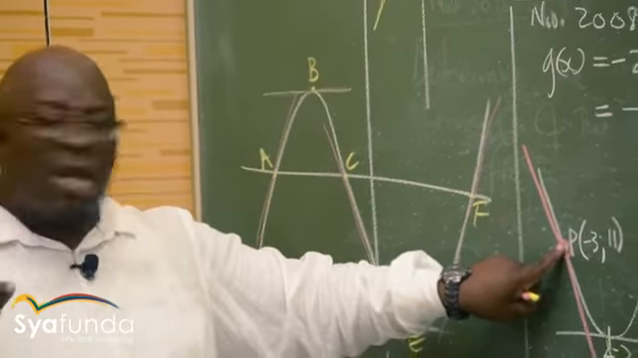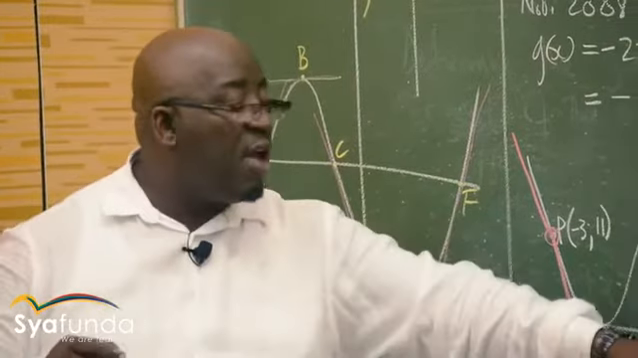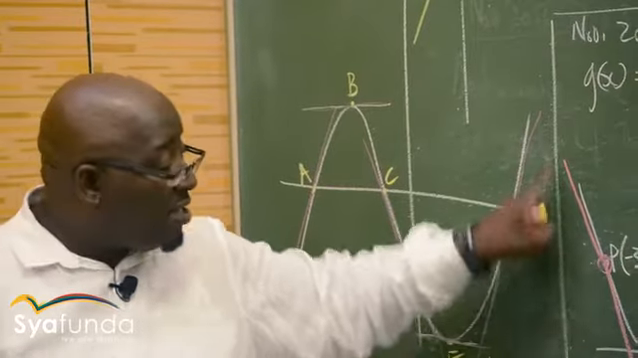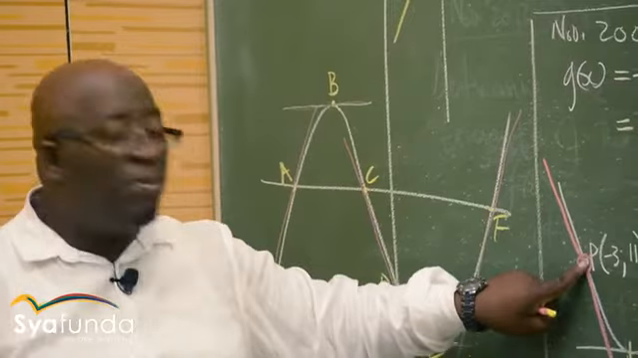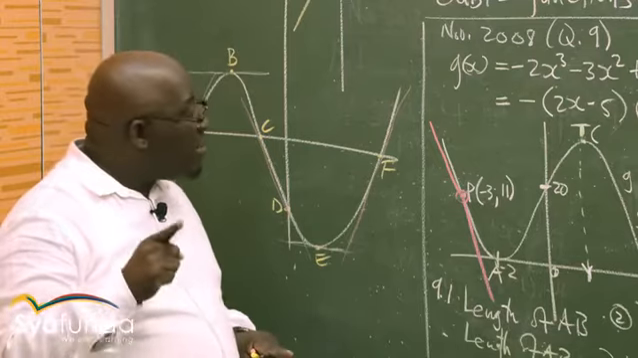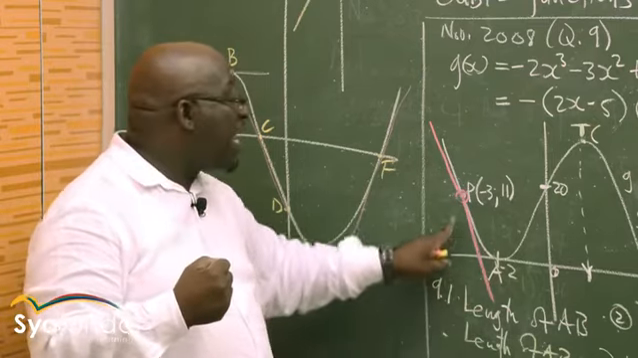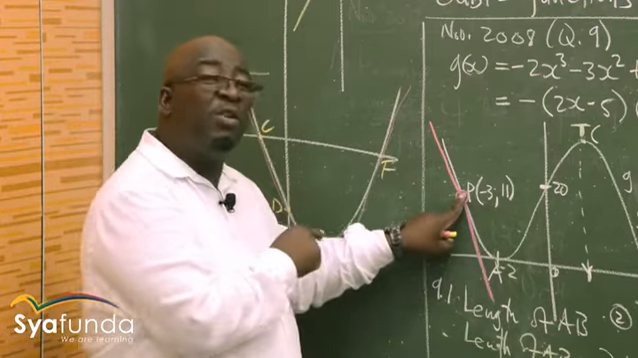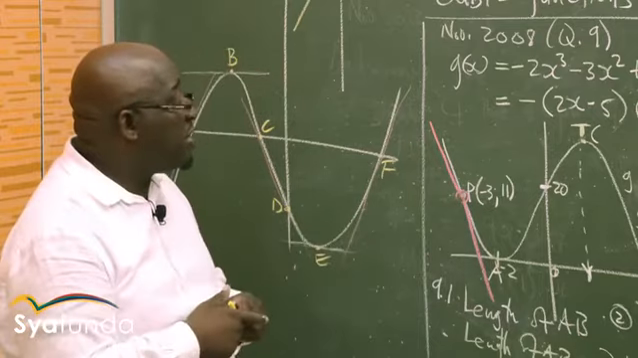the gradient of the tangent will be the same as the gradient of the cubic function at this particular point P. So the gradient of the tangent is the same as the gradient of the cubic graph at point P, where x is minus 3. In other words, if I can't find the gradient of the straight line, of the tangent, I can find the gradient of the cubic function at point P, because at that particular point, both graphs are the same. They are equal at the point of intersection.